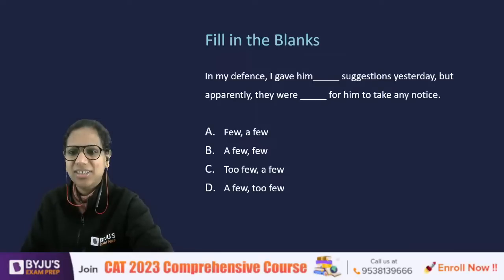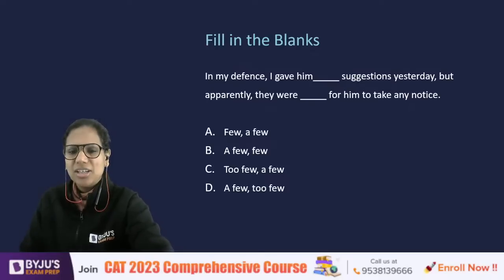So fill in the blanks. Naman says D. Jaunty D. Sonal D. A lot of D's in the chat box. Okay.